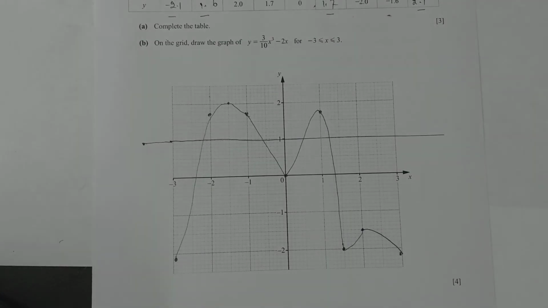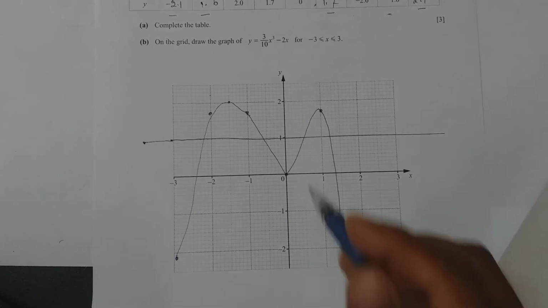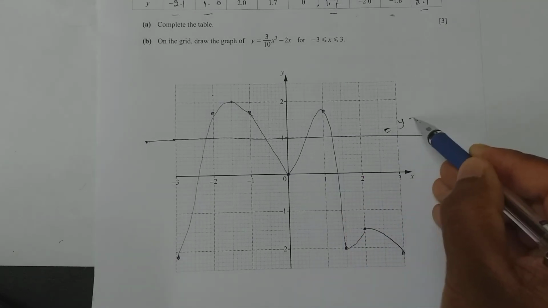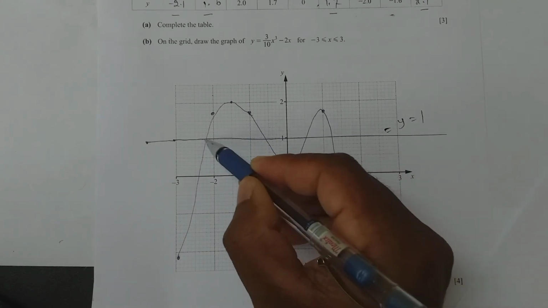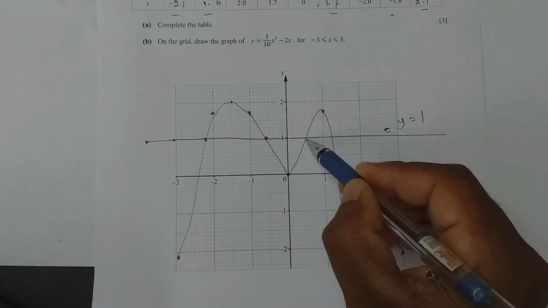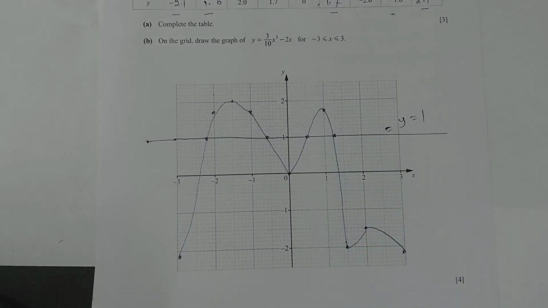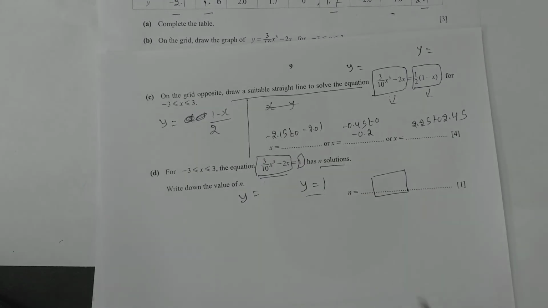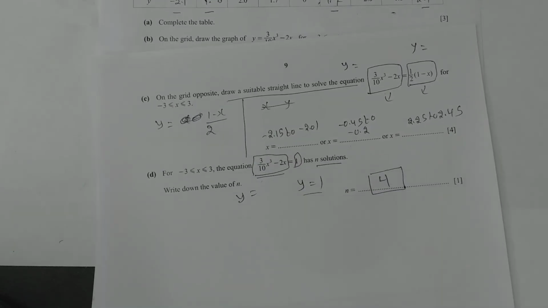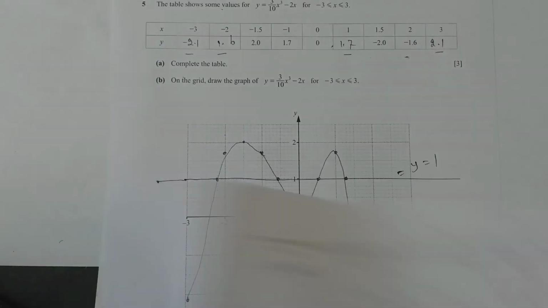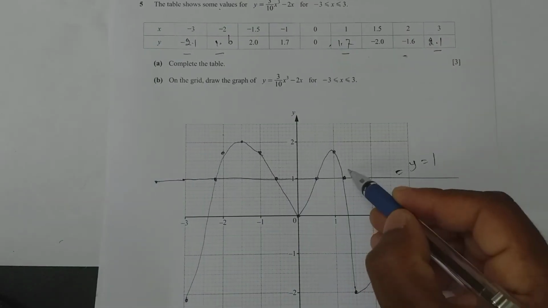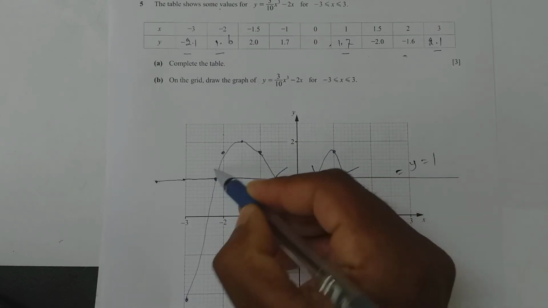I have drawn the graph roughly. So this is the line y equal to 1. In how many places is it meeting? It's meeting at 1, 2, 3, 4. So your solutions are 4. Okay students, it's meeting at 4 places, the curve and the line. So your solutions are 4. Did you understand? 1, 2, 3, 4.